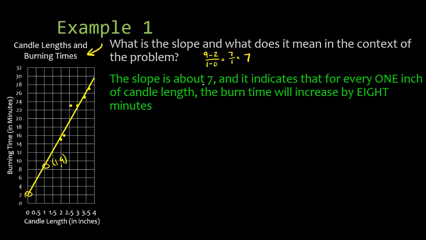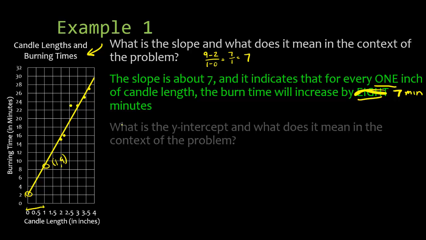So the slope is about 7, and it indicates that for every 1 inch of candle length, the burn time is going to increase by, that should be 7 minutes. My bad, typo. So by 7 minutes. So if you went up 1, even though it's 2 squares, notice this is half a unit. So the whole 2 squares is 1 unit, 1 square is half a unit. We want to find it for 1 unit, or in this case, 1 inch. So for every 1 inch, it goes up by 7 minutes.